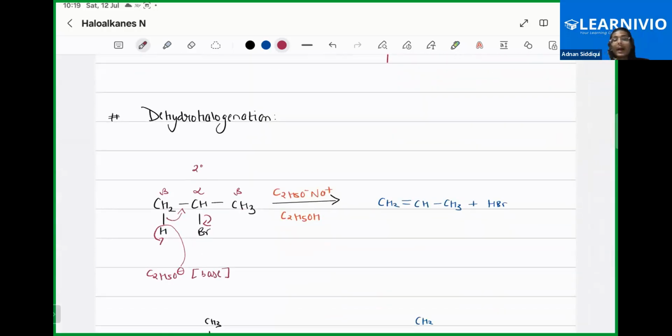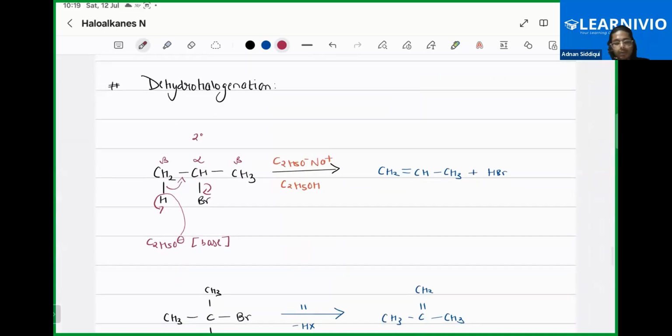Now, dehydrohalogenation. What do we mean by this? Dehydrohalogenation means we are removing a hydrogen as well as a halogen. So base will abstract a proton and the bond will be shifted and converted into a double bond and your leaving group will be eliminated. This way you will get your alkene, right?